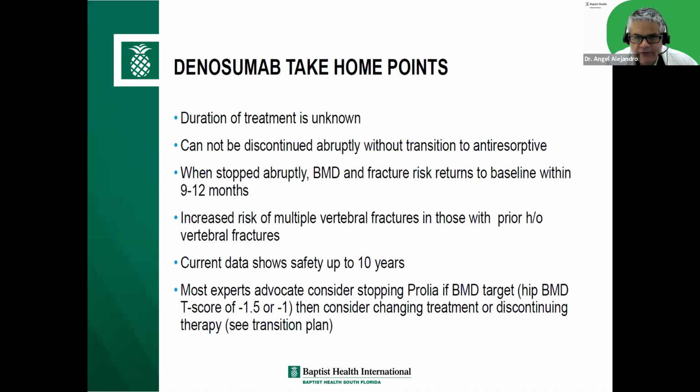So these were the take-home points for the Prolia. Remember the safety: we know it says 10 years, but we now know it's safe for up to 12 years. And remember, you have to transition to another medication. You can never stop the medication abruptly.